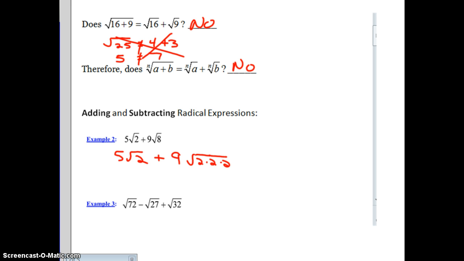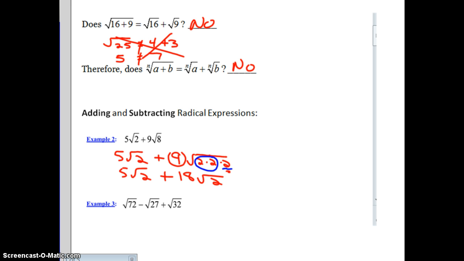So what we're going to do here is circle, using the jailbreak method, a pair of 2's. One of those 2's is going to make it out. The other one meets its fate. Then, as we'll see, this 2 right here will stay inside. Next step, we have 5 radical 2 plus the 2 that we're taking out is going to multiply by this 9 right here. So we're going to have 18 radical 2. This one right here stayed inside.